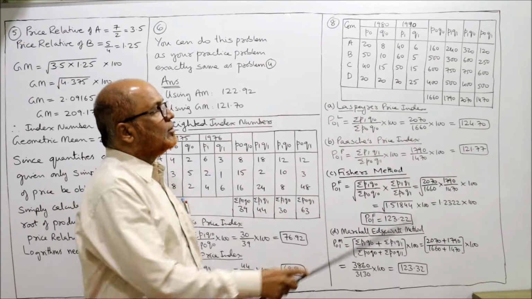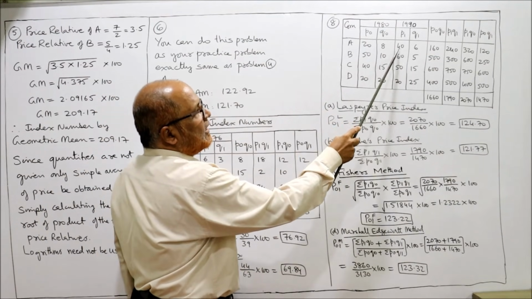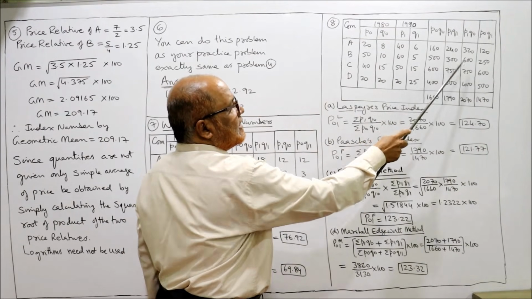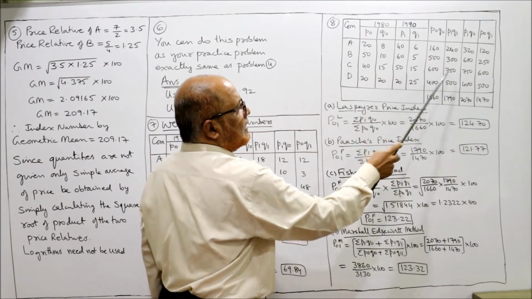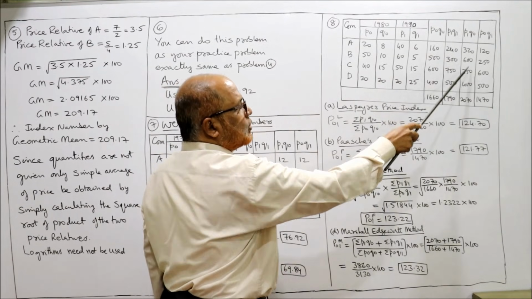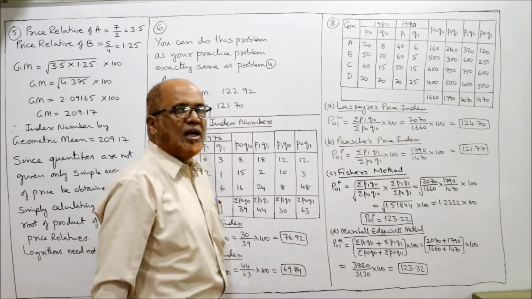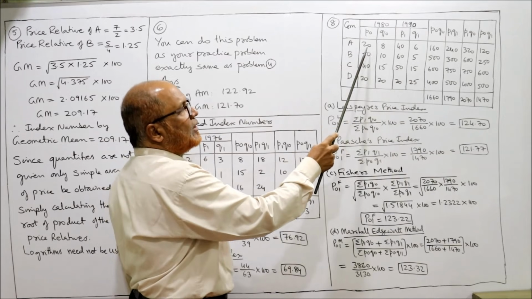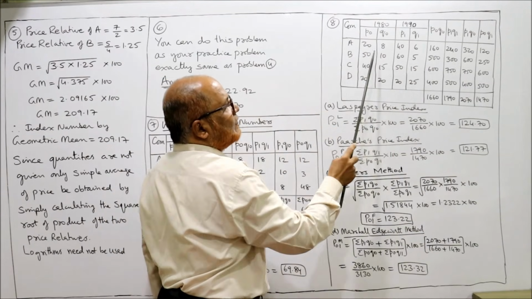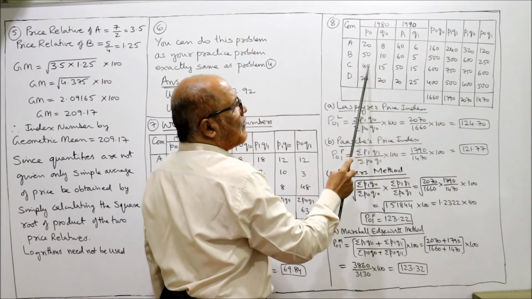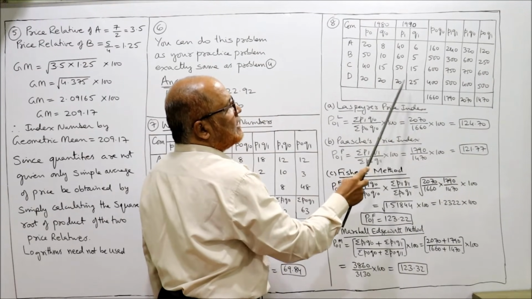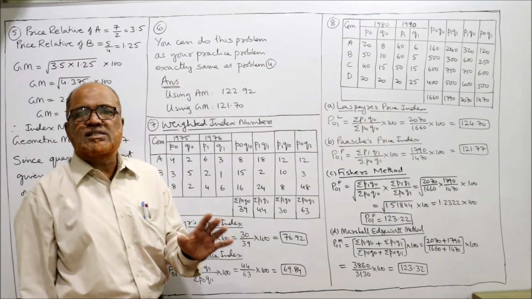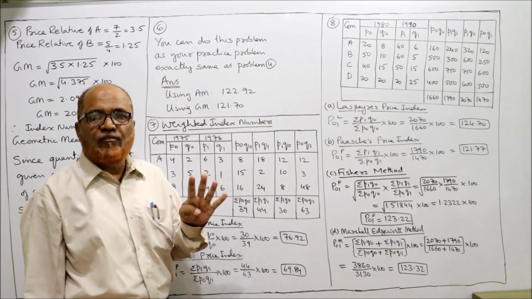Similarly P1Q0: 40 into 8, 320. Then 60 into 10, 600. 50 into 15, 750. 20 into 20, 400. So total P1Q0 is 2070. Last one, P0Q1, first column and last column: 20 into 6, 120. 50 into 5, 250. 40 into 15, 600. 20 into 25, 500. Total is 1470. We need these calculations.